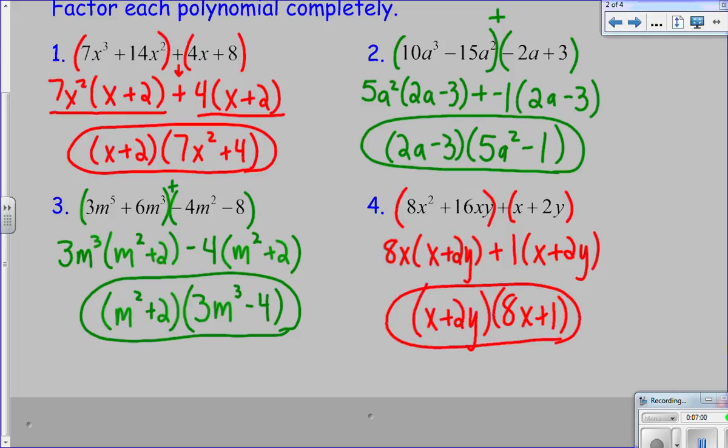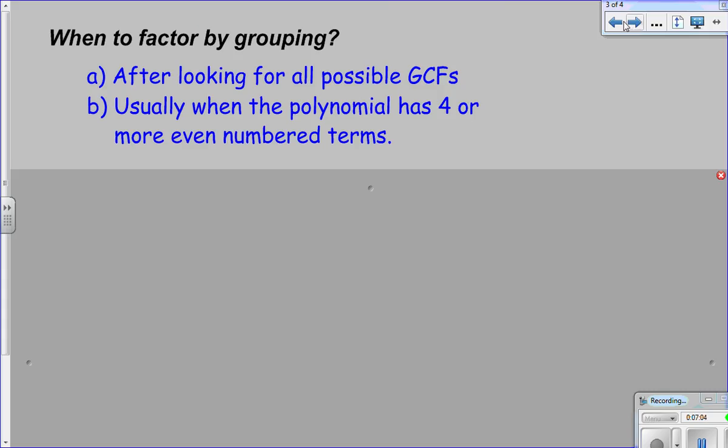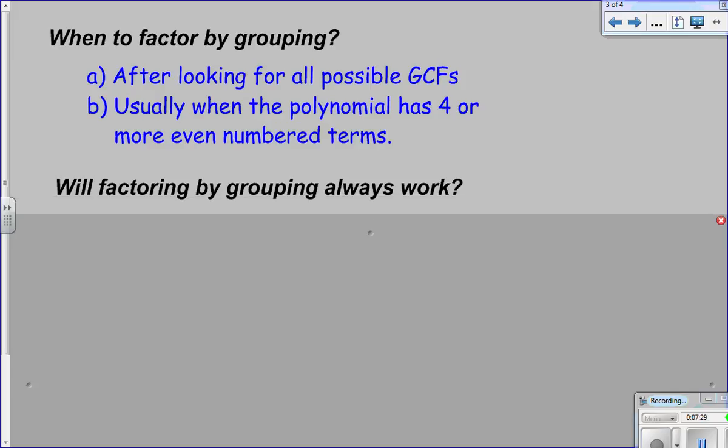So that's the grouping technique. Let's just cover a few more details about it. First of all, when would we want to use the grouping technique? Well, only after you've looked for all greatest common factors. That's always your first step. And usually you use the grouping technique when a polynomial has 4 or more even-numbered terms. So it works best if it has 4 or 6 or 8 terms, because you can break the groups evenly up into even-numbered terms.